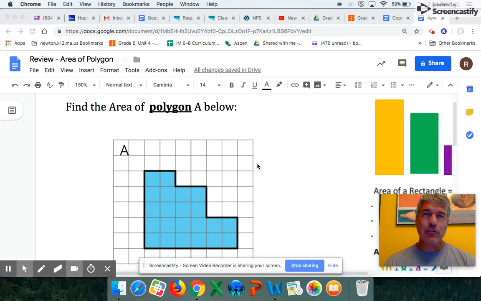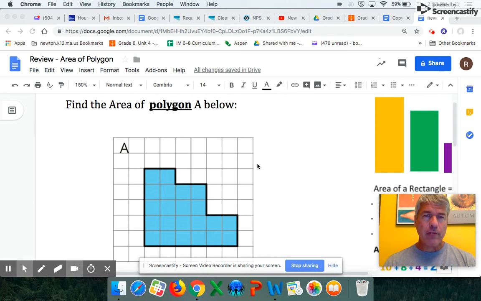Today's video review covers determining the area of a polygon. Now, if you were to look at polygon A below, you might get scared. But does it scare you to determine the area of a rectangle? At least in sixth grade, you've learned prior to sixth grade how to calculate the area of a rectangle, and that's all you need to do to be able to determine the area of this strange-looking polygon.